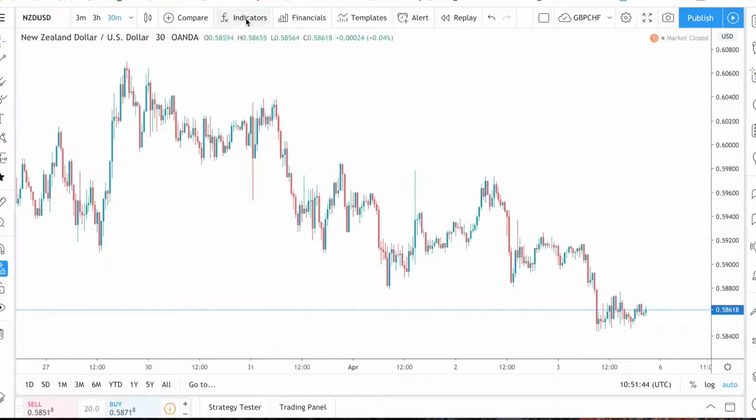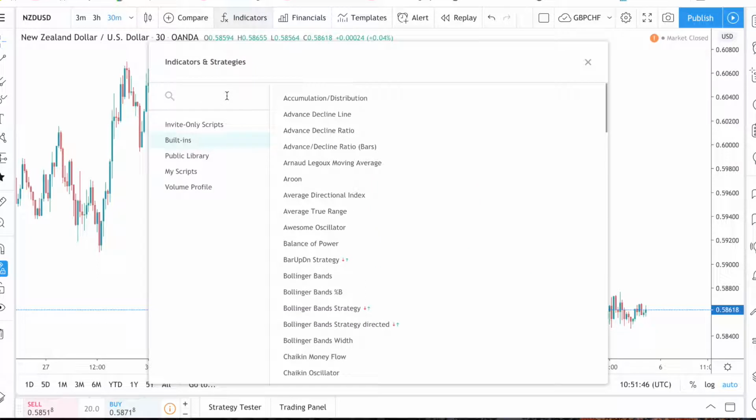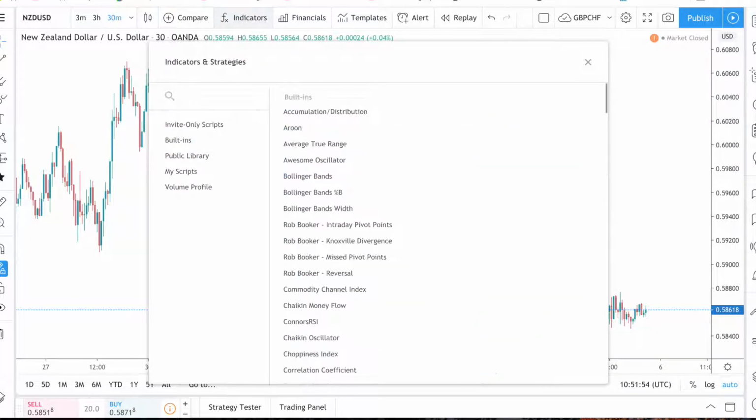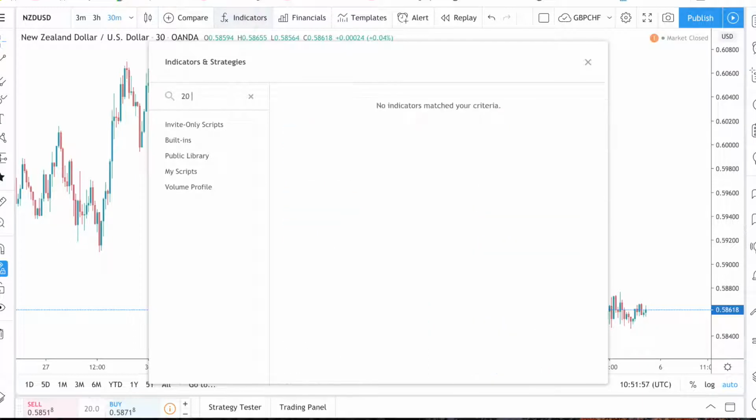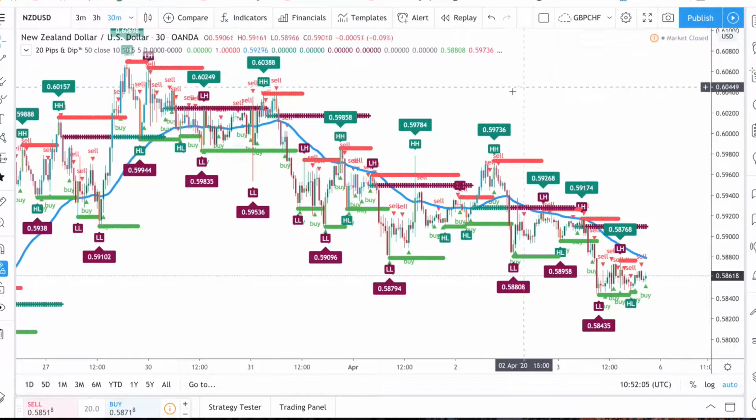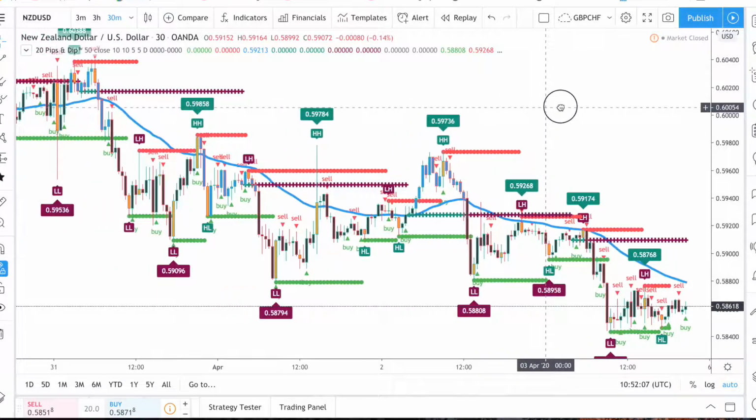What you're going to do is select on indicators. As long as you're approved, you're going to have access. So what you're going to do is type in 20 pip, and then it's obviously going to pop up 20 pips and dip. Now once you select on this indicator, if you have access, it's now going to appear.